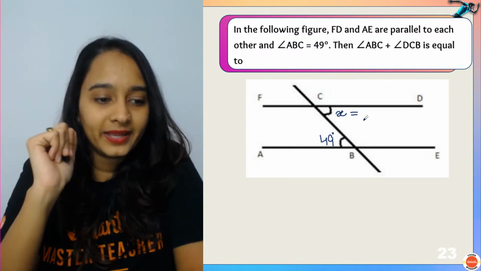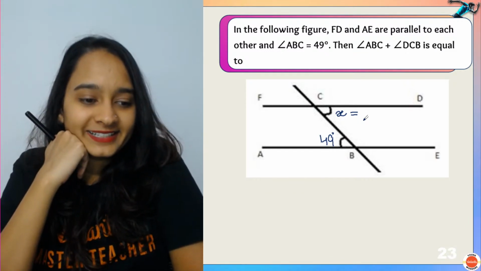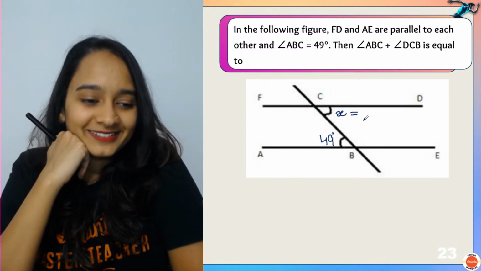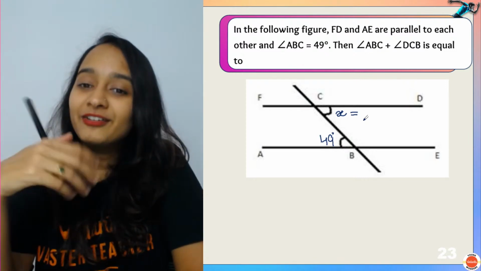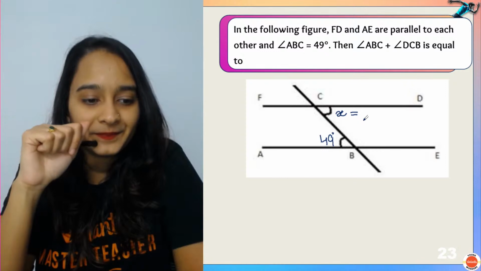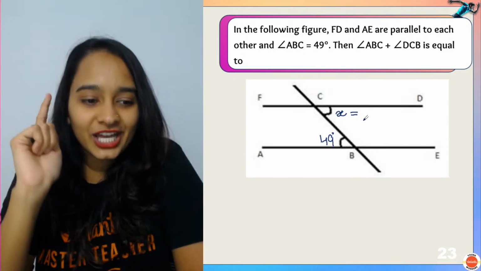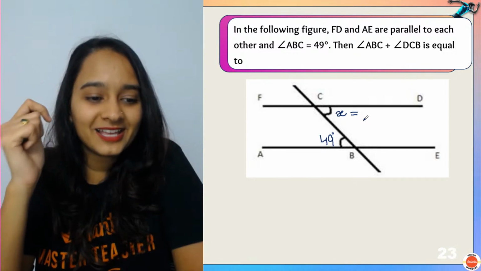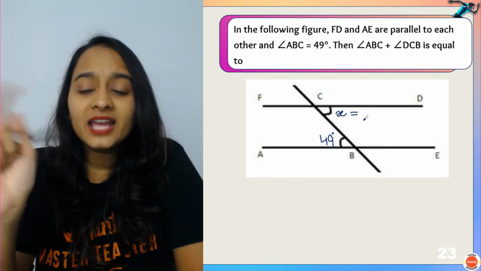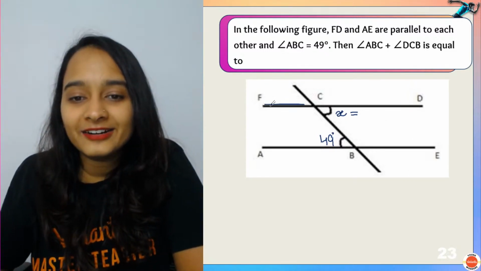Why? Why is it 49? Can you give me a reason on why are the angles equal? Sharanya has got it right. Palak has got it right. Vinayak, not vertically, alternate interior angles.